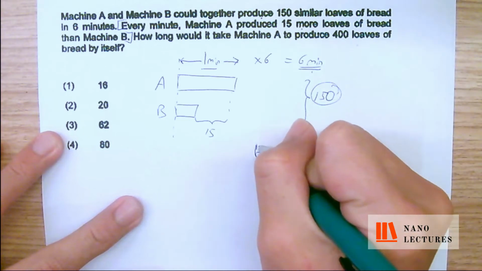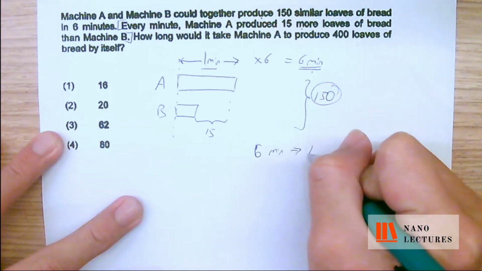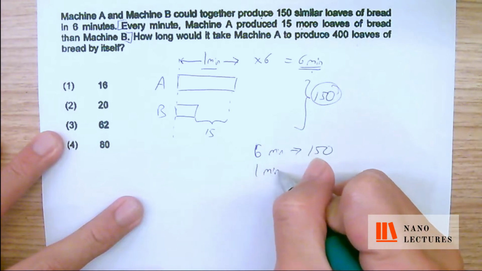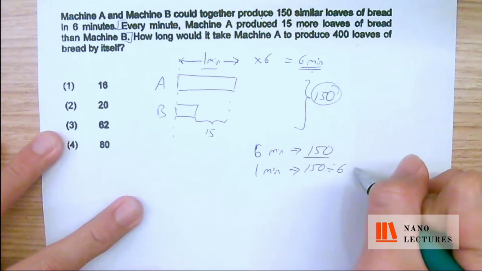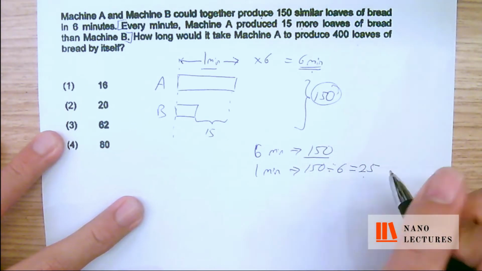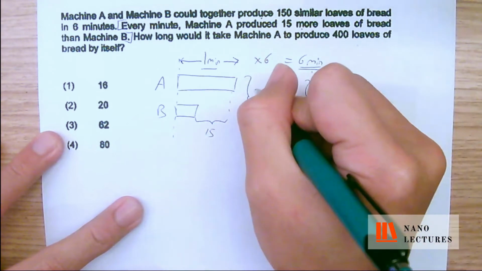So I'm going to write down here: 6 minutes, it will produce 150. In 1 minute, we just take 150 divided by 6. Key this figure into the calculator and you'll be able to get 25. So in 1 minute, this is actually 25.